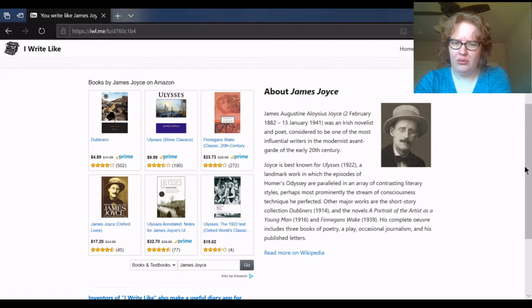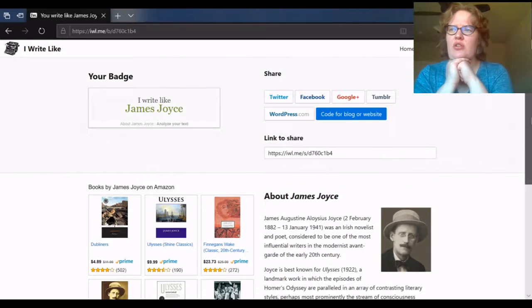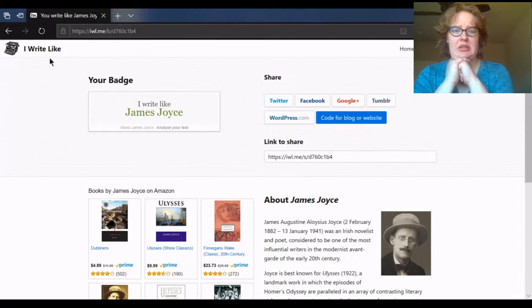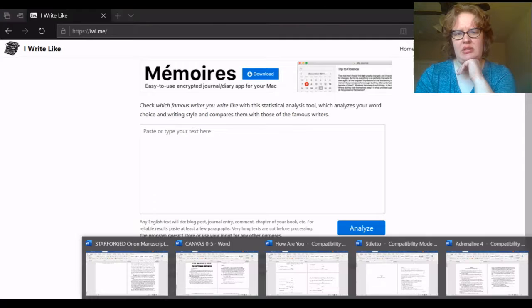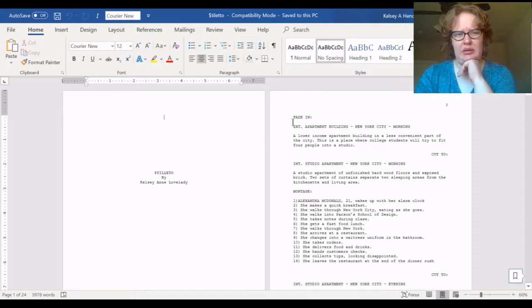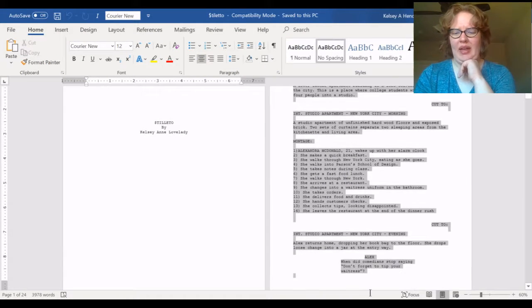His complete oeuvre, anybody who speaks French, you can correct me on that. Oeuvre, I know it's not hors d'oeuvre, but... includes 3 books of poetry, a play, occasional journalism, and his published letters. Interesting that I got a poet and a journalist and not a playwright for my play. That's interesting. I'm curious. Okay.